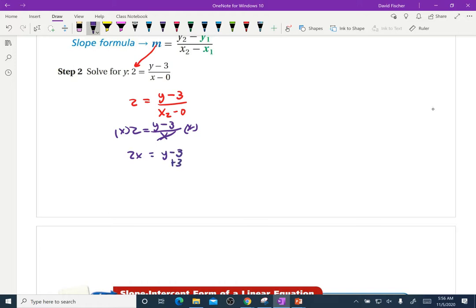I'm going to add 3 because I want to get the y by itself. So now I got a y by itself equals 2x plus 3. And I want to flip that whole equation because I like it in the y equals mx plus b form. So that is the very best answer.